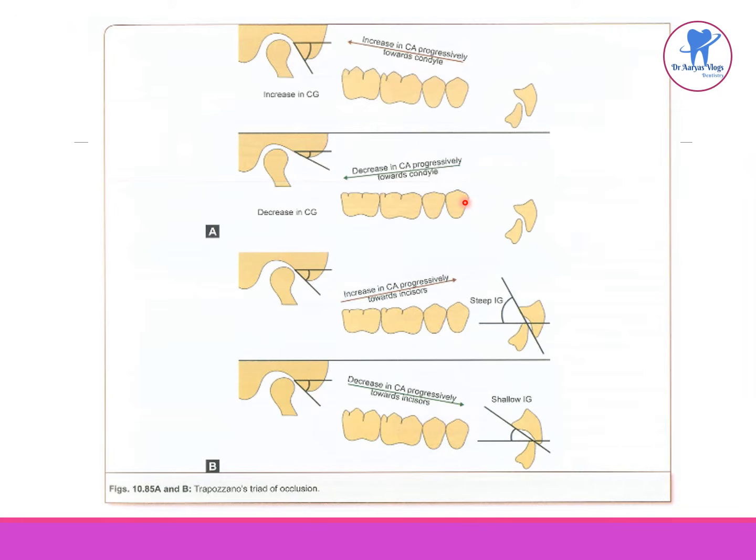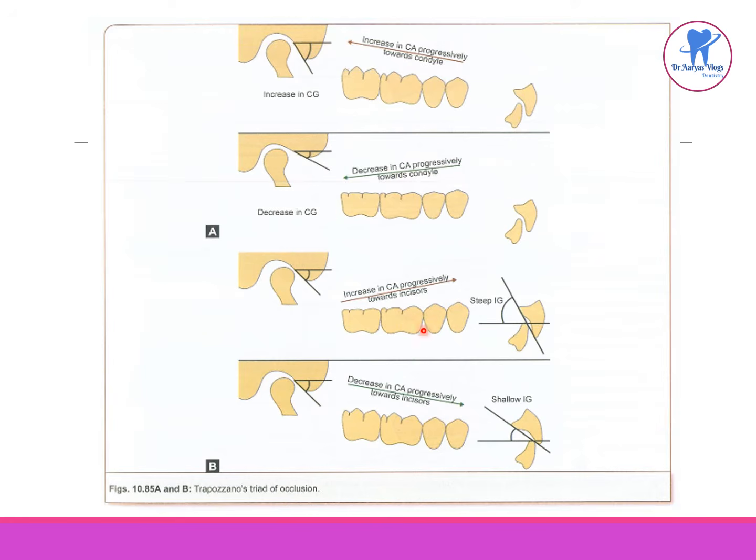This is the Trapezius triad of occlusion. Here is the increase in condylar cadence, the increase in cusp angulation progressively towards the condyle. And here is the decrease in condylar cadence, so a decrease in the cusp angulation progressively towards the condyle.